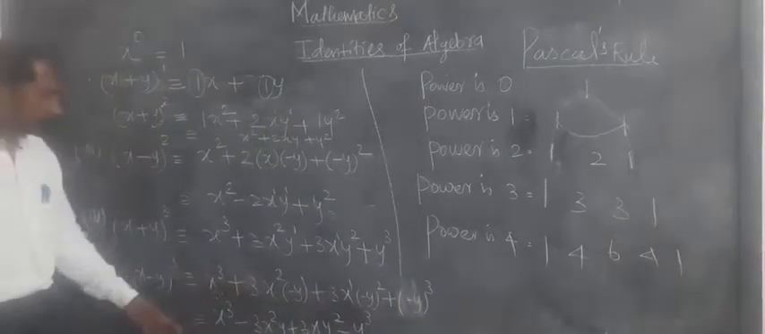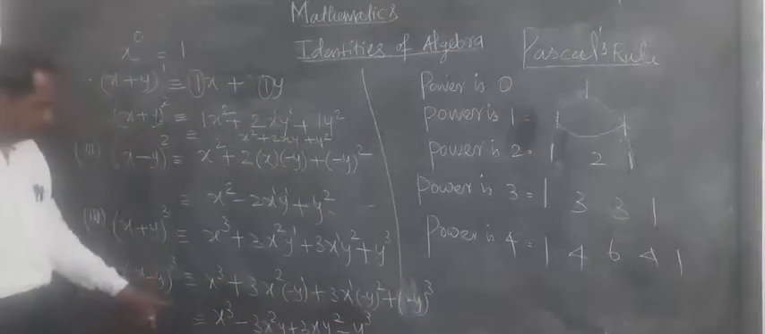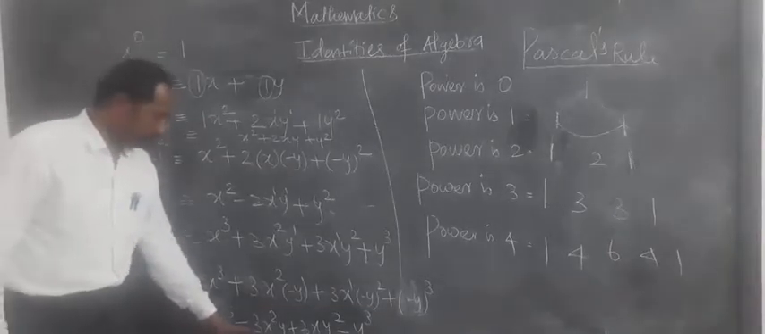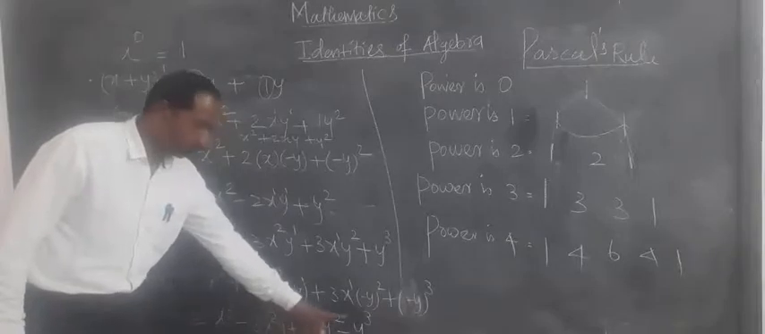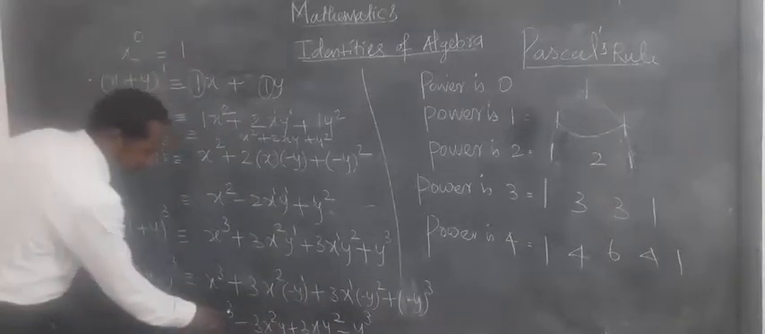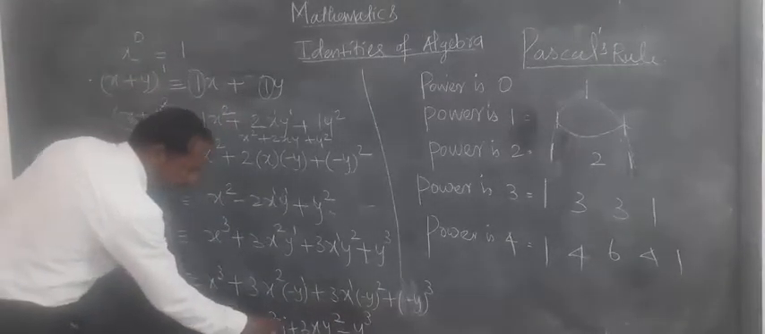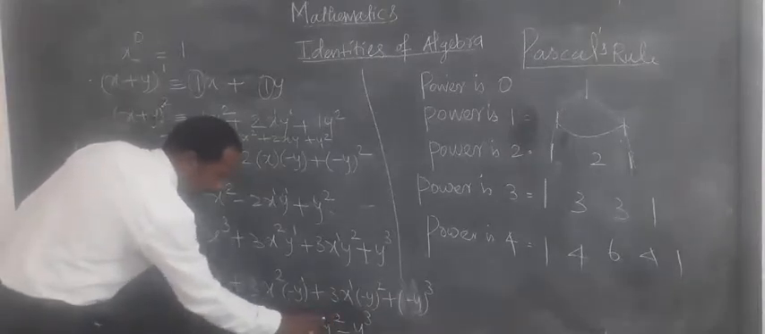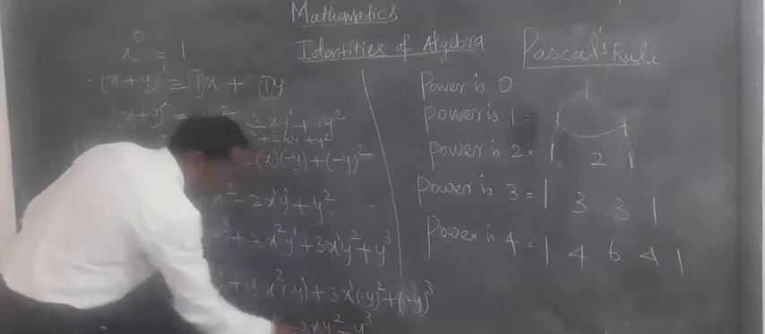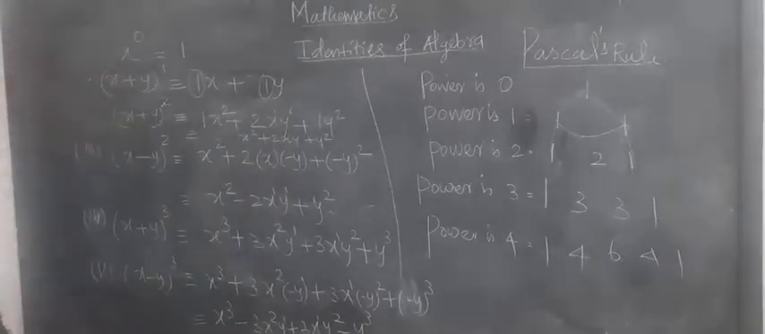Just you get the identities for x minus y whole power 3. So x power 3 minus 3 x square y plus 3 into x y square minus y power 3. Just you check it. Here 3, here x square 1, so it is also 3. Here 1, here 2, it is also 3. Here y power 3. Just you get the proper identities for x minus y.